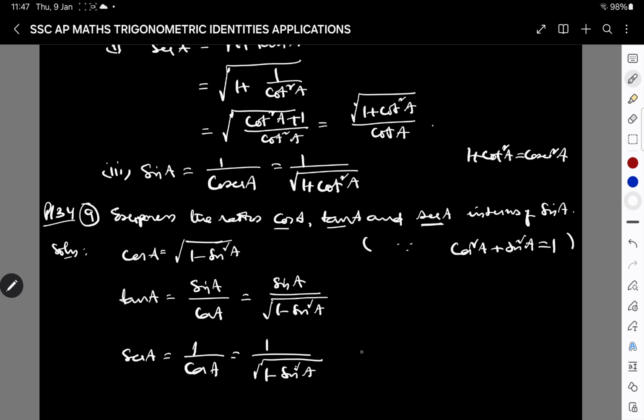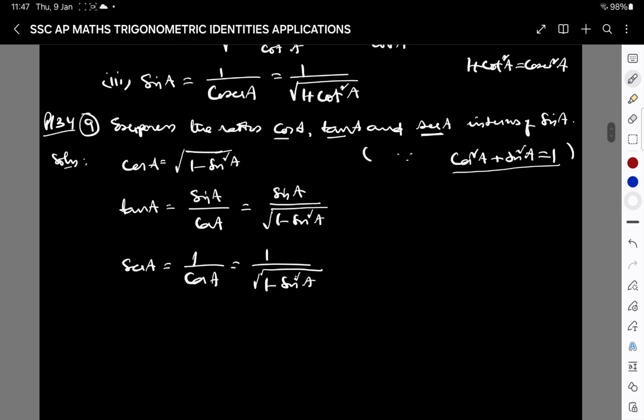So only one identity is used in this sum. It is cos square plus sin square is equal to 1. If you know this, you can express the others easily and you can solve this sum. So this is one model we use, that is, given one ratio, you can find the other ratios. That is what it is. That is in the first sum, in the first exercise.